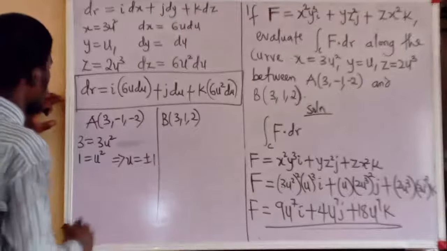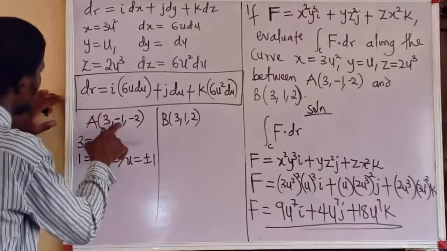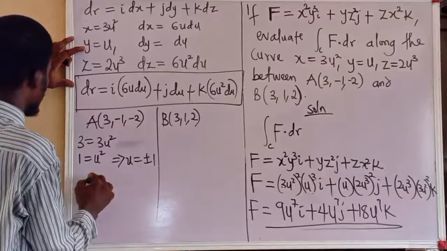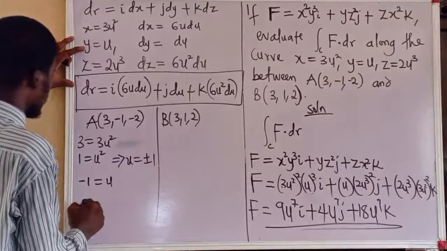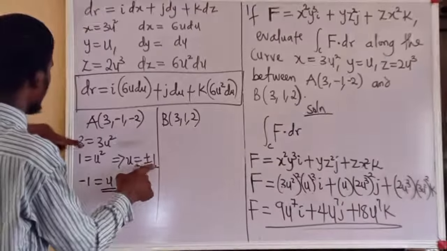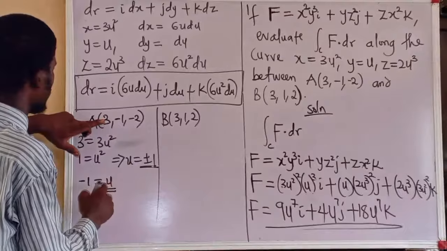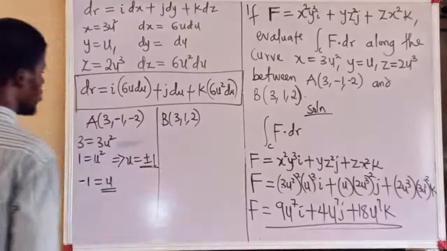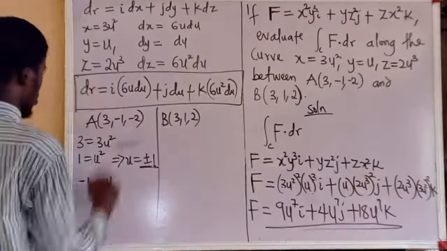Now, for y, equal to minus 1 is equal to u. Just watch what I'm doing. This is u for this point, x equal to 3. This is u for y equal to minus 1. Now, check for z. Put minus 2 here.